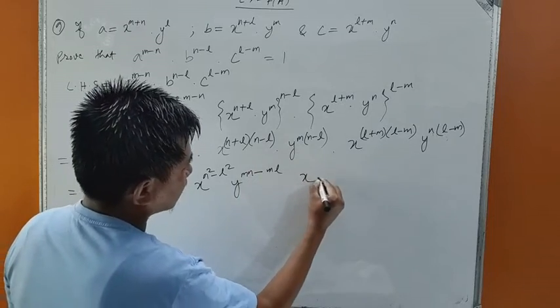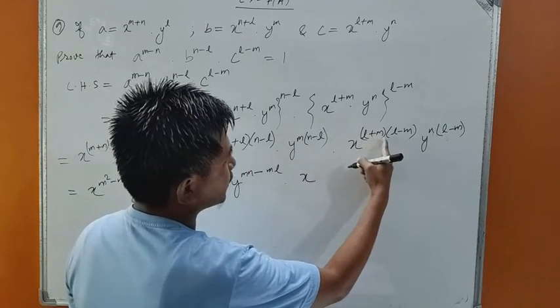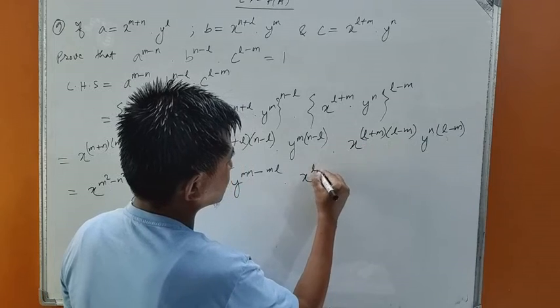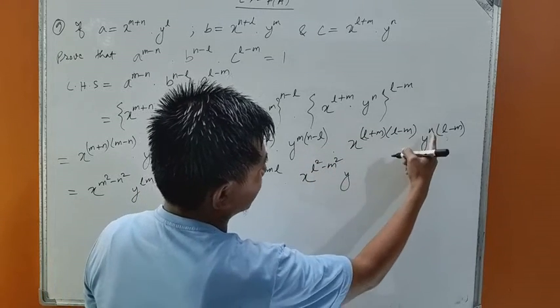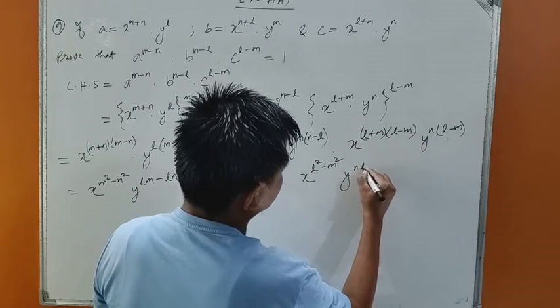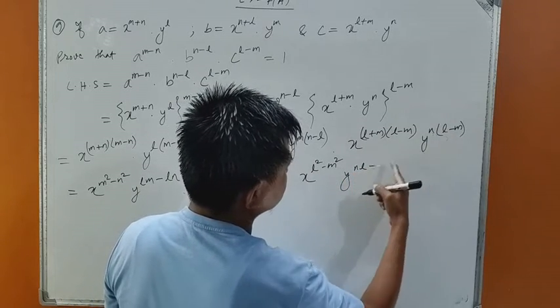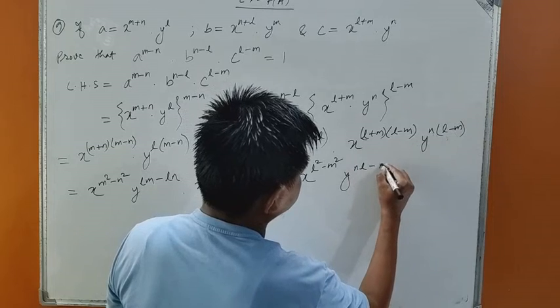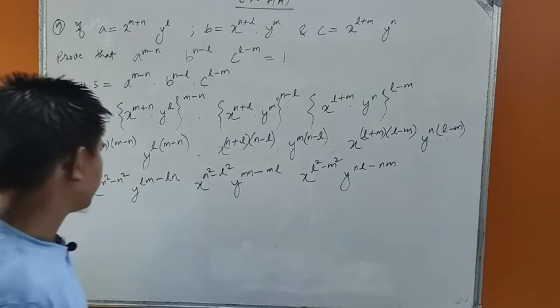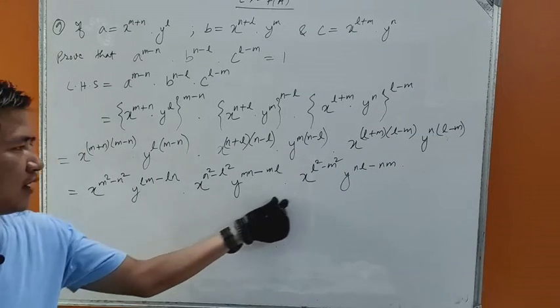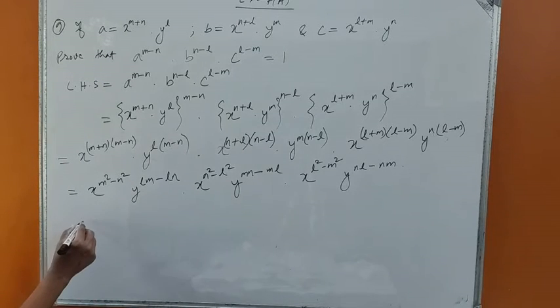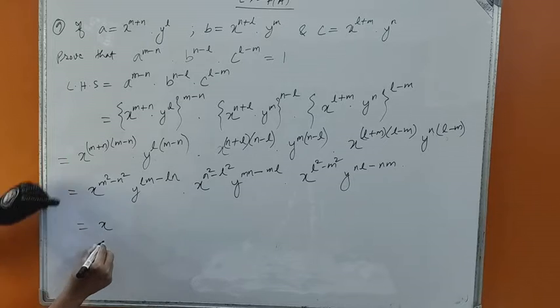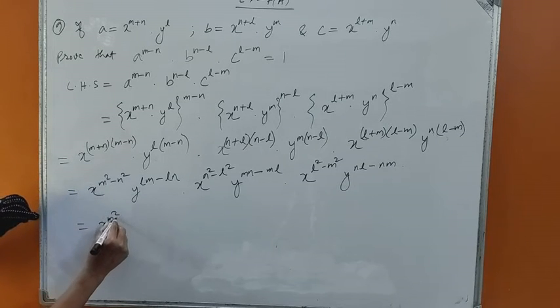into x to the power, now we have a plus b into a minus b, that is a square minus b square, isn't it? So y to the power n into l is nl, minus, this minus comes here, n into m is nm. Okay, now we have x, x and x, same base, isn't it? So their powers will be added, isn't it? So x to the power, here we have m square minus n square.